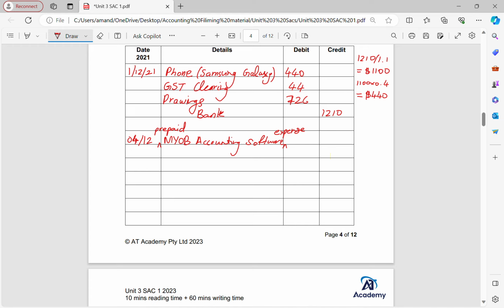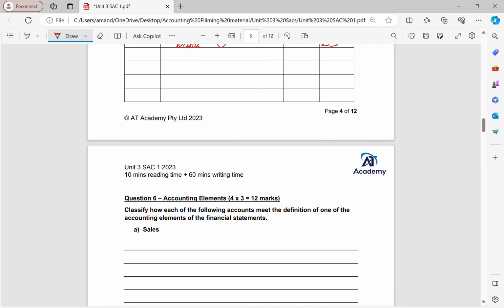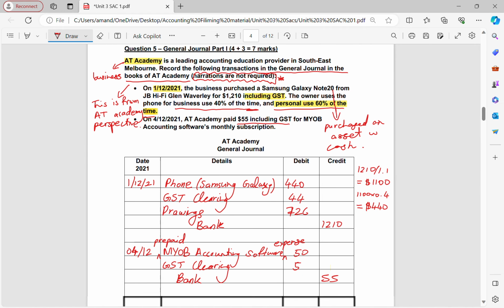But yeah, pretty much prepaid expense is an asset. So when it increases here, it's going to be debited. So we're going to put 50 and then GST clearing is 5 because we purchased this, and it's going to be debited, and with bank 55 because I think we've paid this by cash. Yep, I'm assuming this was paid by cash. Oh good, yeah, that's quite tricky, I would say.